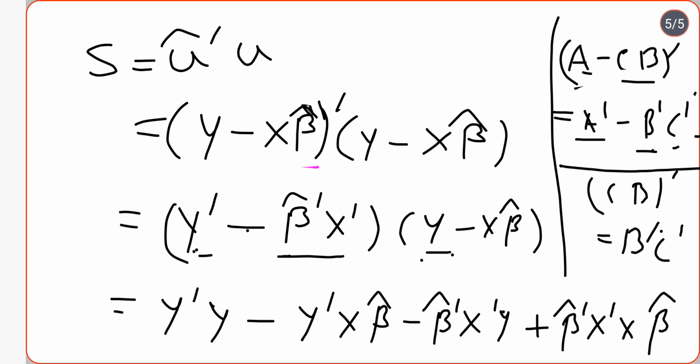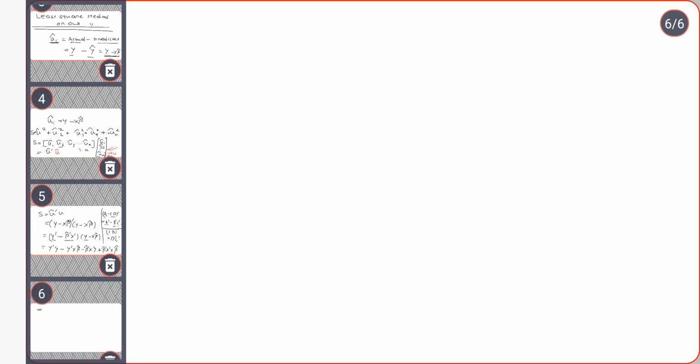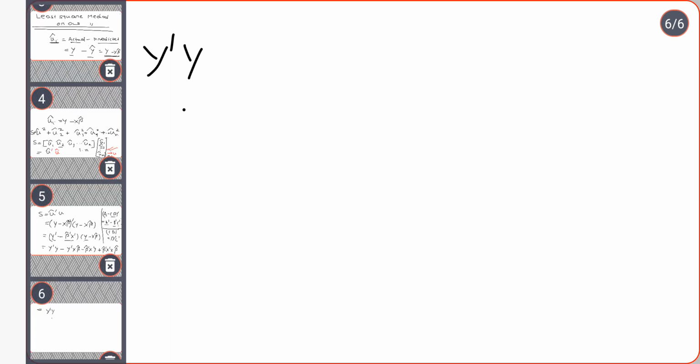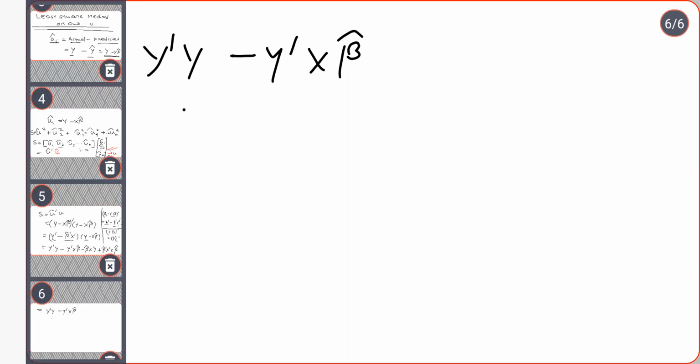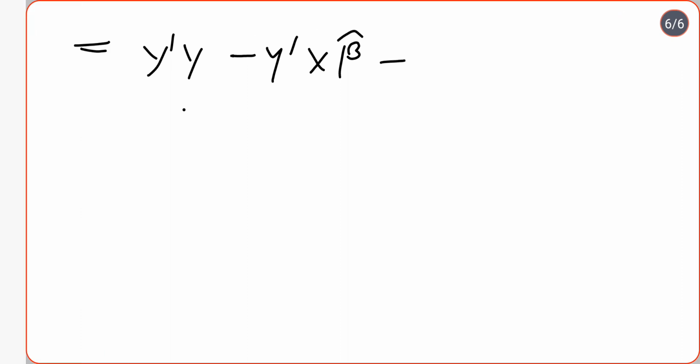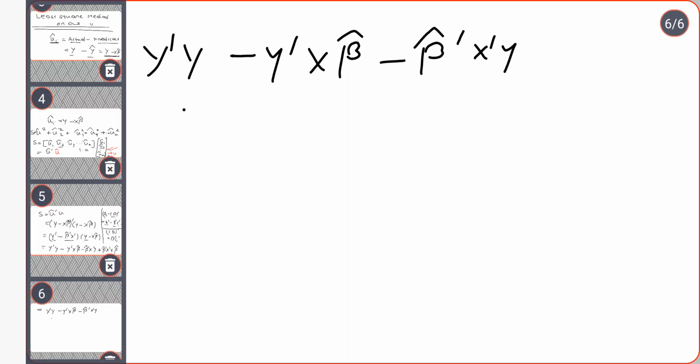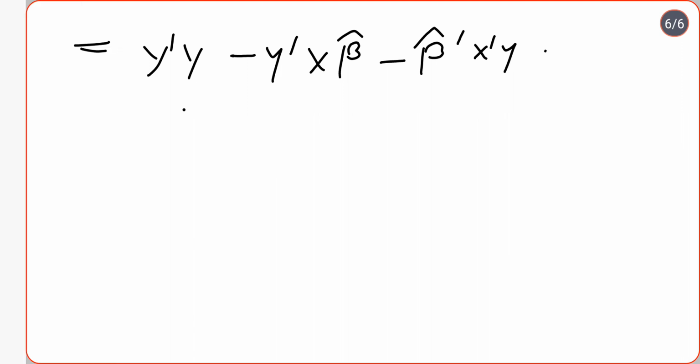So this is basically what we have. Now let me write this again in the next slide because I have some calculations to show you with it. So it is y prime y minus y prime x beta hat minus beta hat prime x prime y plus beta hat prime x prime x beta hat.